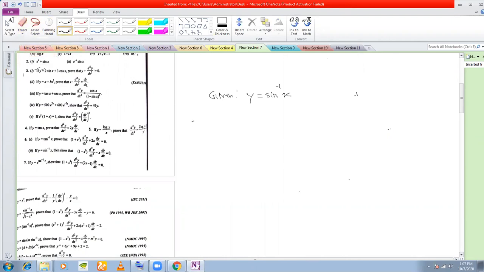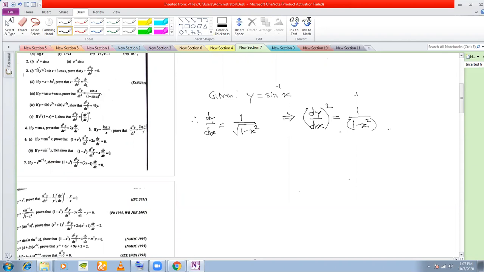So therefore dy/dx is 1 by root 1 minus x square, right? So now what you do here is you square both sides. You get (dy/dx) whole square is equal to 1 by 1 minus x square, right? Squaring both sides.